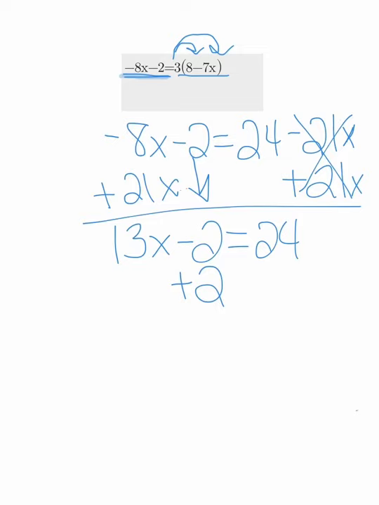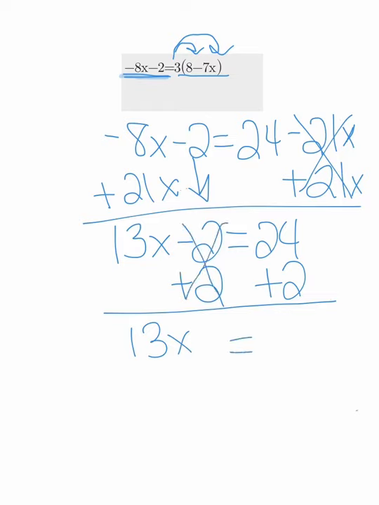Now when I do that, whatever I do to one side, I've got to do to the other side. So I'm going to bring down my 13x. Negative 2 plus 2 is 0. Equals 24 plus 2 is 26. And step number 4 said to divide by the coefficient. And the coefficient is the number that's with the letter. So we want to divide this by 13.